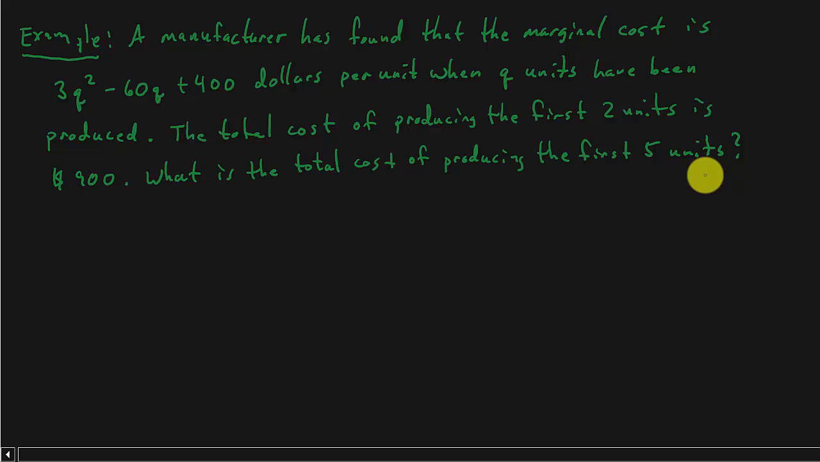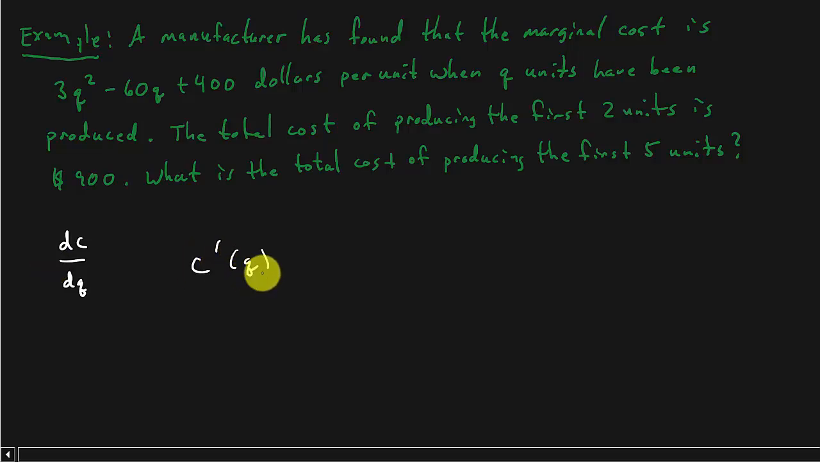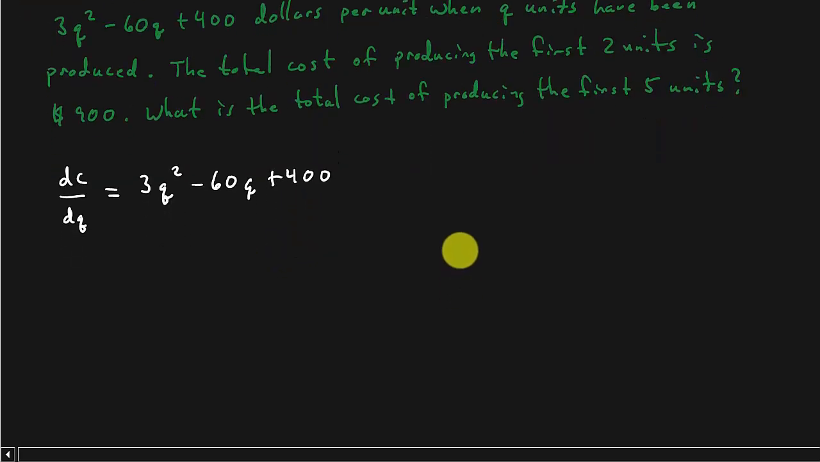All right, so think about what they gave us here. They gave us the marginal cost, right? So that would mean dC/dQ, right? Isn't that what the marginal cost is? The derivative of the cost function. We could also write this as C prime of Q, which means the same thing as the derivative of C with respect to Q. It doesn't matter how you write it. That is equal to 3Q squared minus 60Q plus 400.